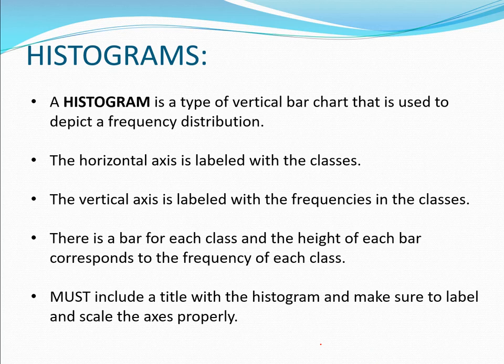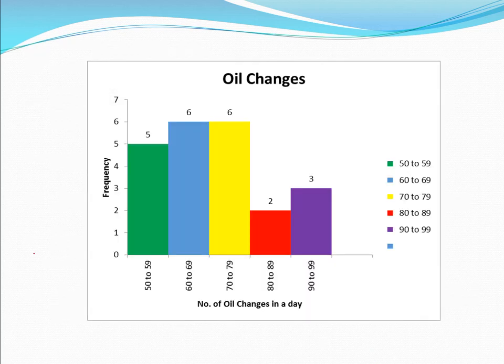So let's take our data and put it into a histogram. And here we have a title. Make sure you have a title, oil changes. We have properly labeled axes, the frequency on the vertical, and the number of oil changes in this example on the horizontal. And then each one from 50 to 59 has 5 observations in it.